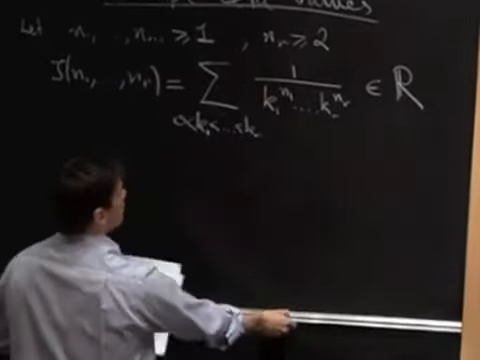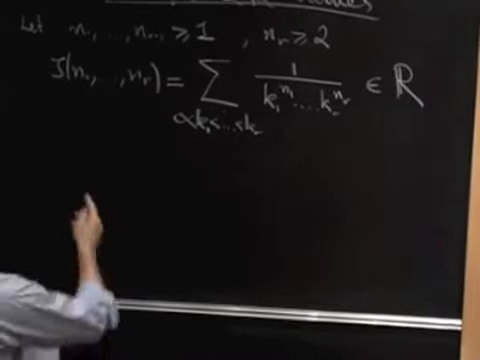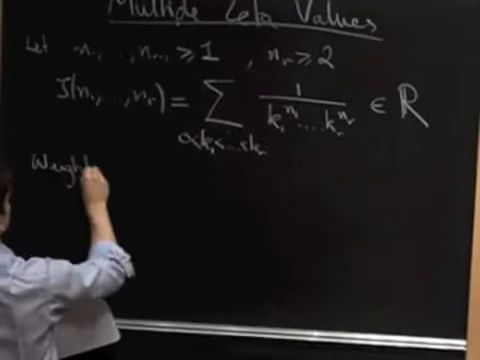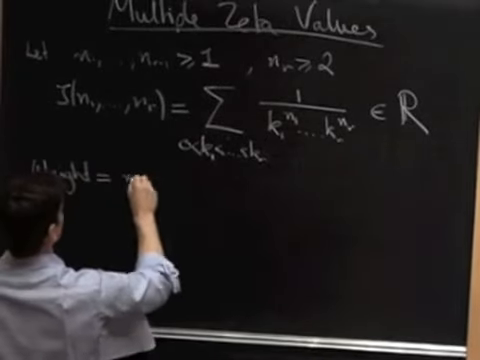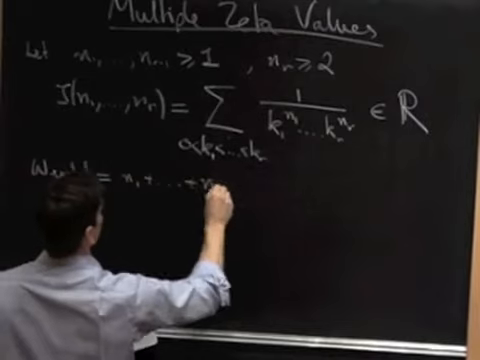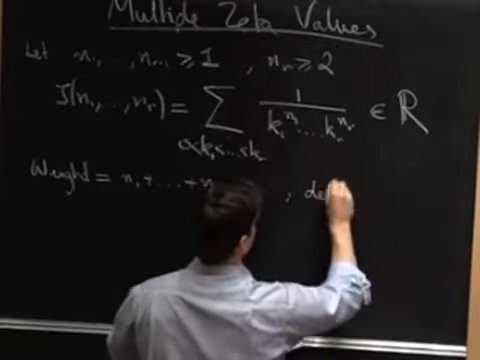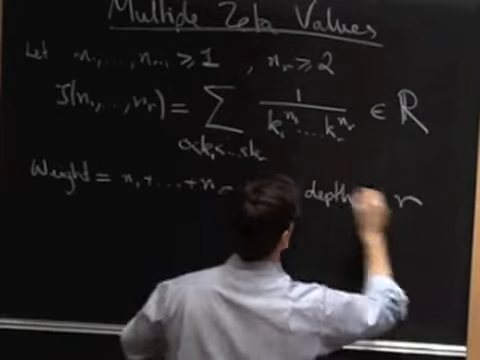the 18th century. And there are two important quantities associated with this number. One is the weight, which is the sum of the indices n1 to nr, and something called the depth, which is slightly more mysterious, and it's the number of indices r.